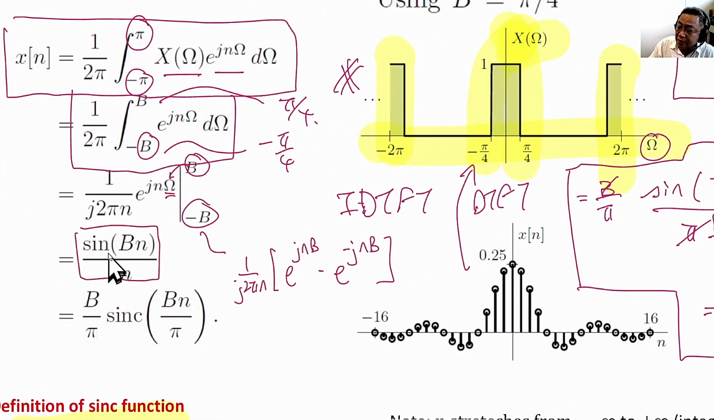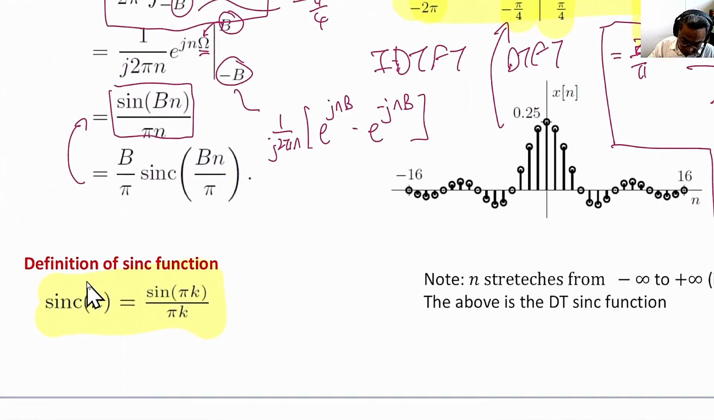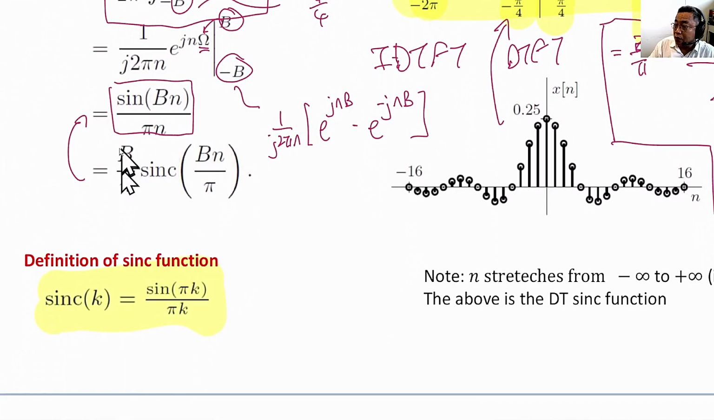Now, we can leave the answer like this, but sometimes we prefer it to be in a sinc representation. So let us work from this step to this step and see that they are the same. To do this, please remember the sinc function is defined like this: sinc(k) is sine(pi k) divided by pi k. So the pi is introduced into this variable k.